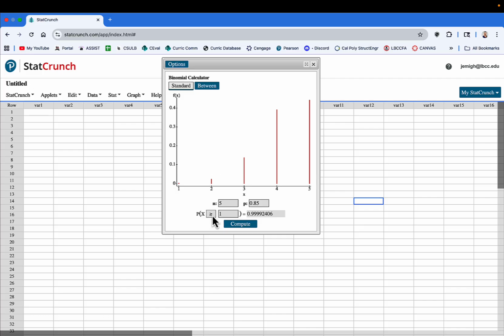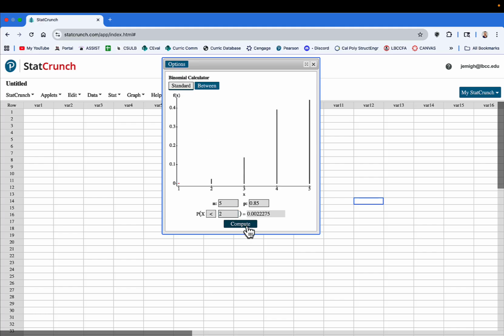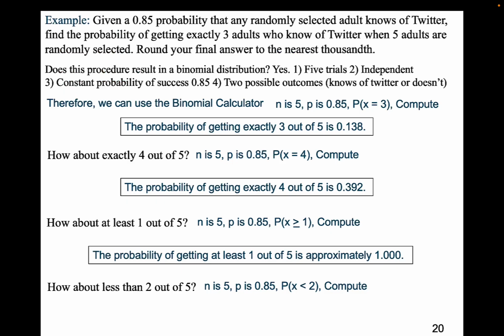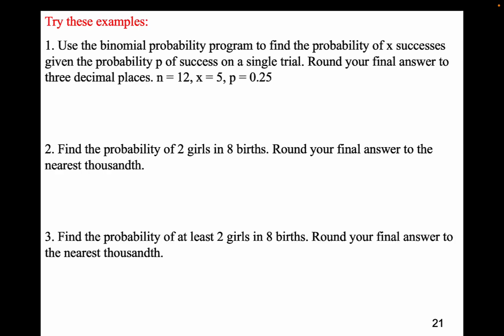Okay, here we are. We just need to adjust our inequality to less than 2, run it, and we get 0.0022275. Now writing that up in our notes would be the probability of getting less than 2 out of the 5 is 0.002. All right, I'd like you to pause the video and try these 3 examples.